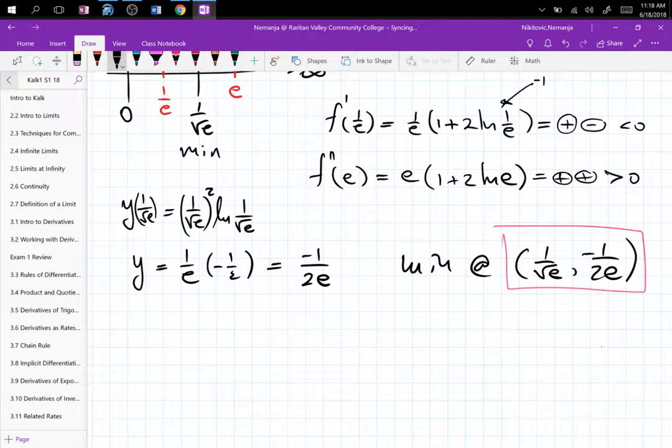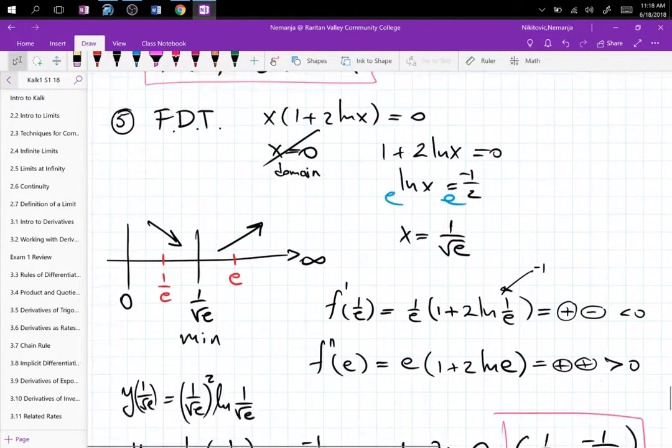Number 6, I guess. Second derivative test. Please be 6. Yes.